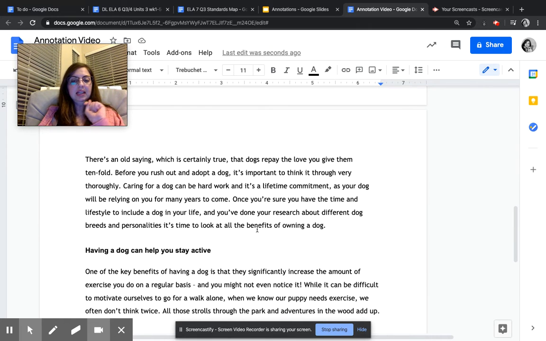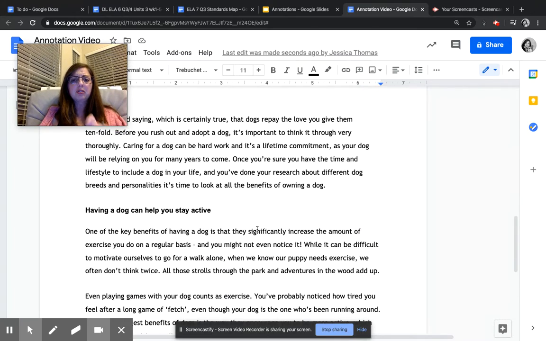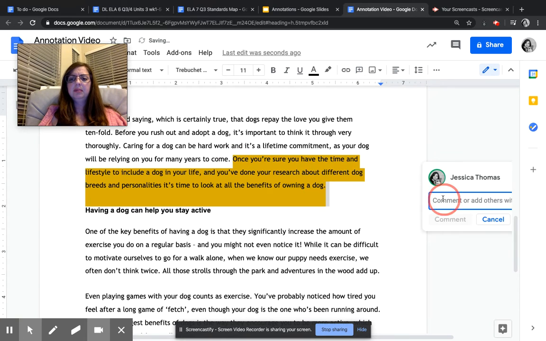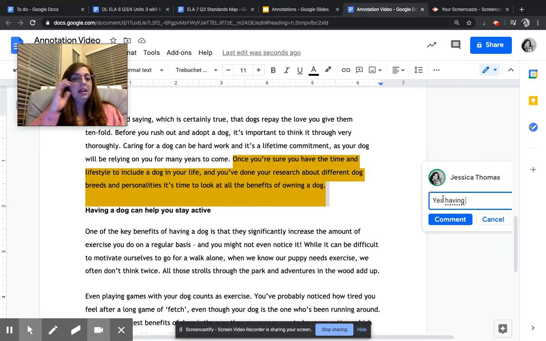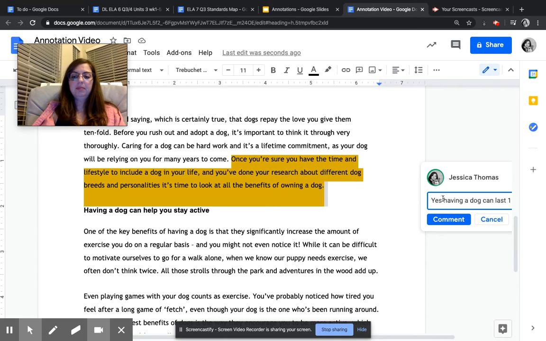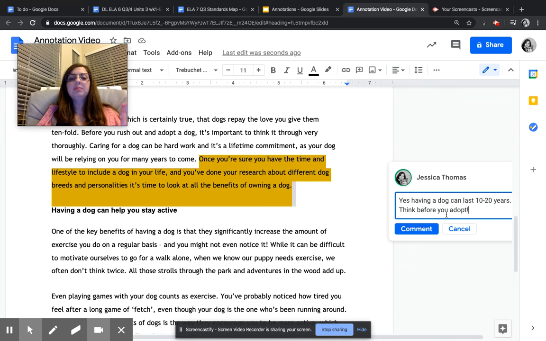I still don't see any unfamiliar vocabulary. I do see some descriptive language or something important that I kind of want to make a comment about. Yes, just because this is right, you're making 3 observations. Having a dog can last 15, or I'm going to say 10 to 20 years. Think before you adopt.